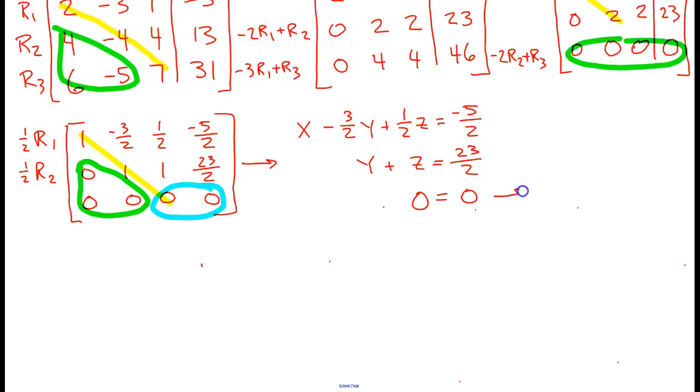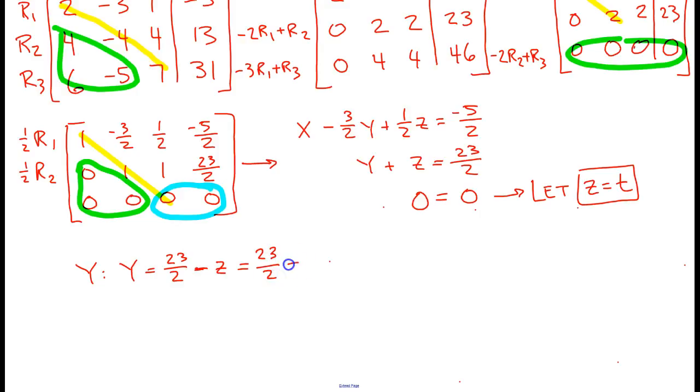So what we're going to do is we're going to say this. We're going to say let the variable z equal the parameter t. And what I'm going to do is solve for y and x in terms of the parameter t. Let's first look at y. So for y, I'm going to rearrange this equation and write it as y equals 23/2 minus z. Well, we've already said that z, that is a minus there, not a plus. We've already said that z equals t, so I have 23/2 minus t. And that's y.